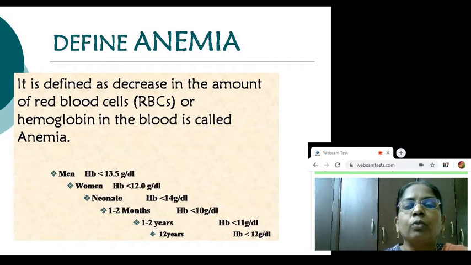The hemoglobin also plays an important role in causing anemia, and this is the hemoglobin content each person is supposed to have in our blood. Men are supposed to have hemoglobin of 13.5 gram per deciliter, women 12.0 gram per deciliter, neonatal 14 gram per deciliter, and a 1 to 2 month old baby should have 10 gram per deciliter, 1 to 2 years 11 gram per deciliter, and 12 years old should have 12 gram per deciliter.